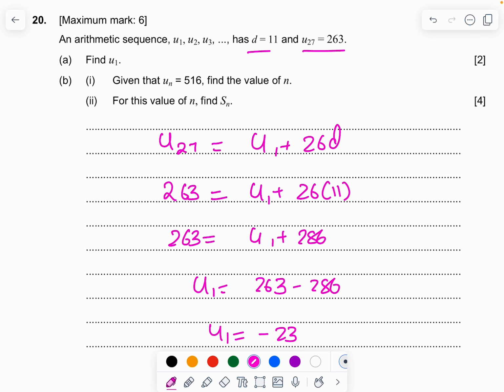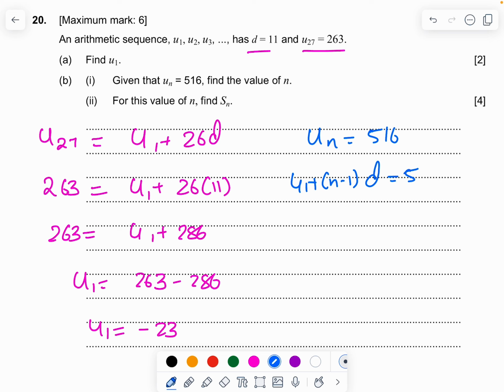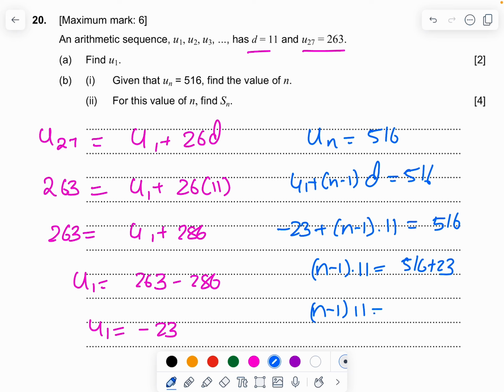Given that un equals 516, find the value of n. So un equals 516. So u1 plus n minus 1 times d equals 516. What's u1? u1 is negative 23, plus n minus 1 times d, where d is 11, equals 516. n minus 1 times 11 equals 516 plus 23. n minus 1 times 11 equals 539.